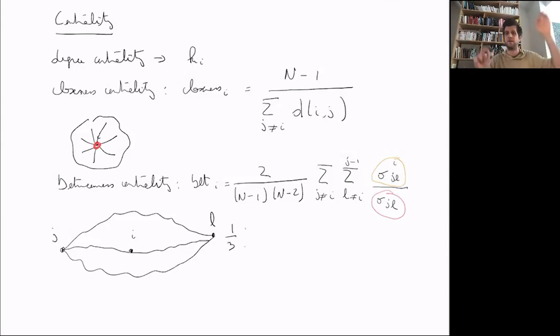And you do that for any pair of nodes in the system. Clearly, that would mean that a node is central if it tends to be in between, if it tends to be part of the shortest paths between pairs of nodes in the system. What would be the kind of situations where that would be the case? Well, let's assume that we have a graph like here, for instance.